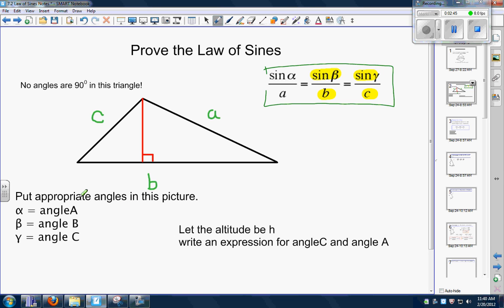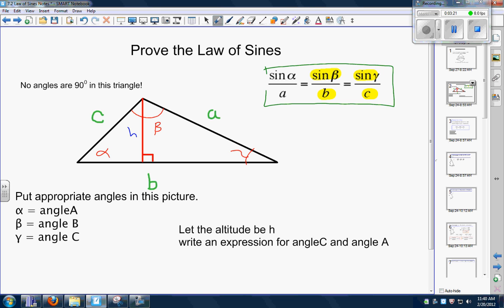So the first thing we want to do is put the appropriate things in here. You've got to know angle A is going to be across from side A because angles determine sides. Okay, beta is going to be this whole thing right here. And then lambda is going to be across from C. Okay, and here's what you want to do. Let the altitude be h. So this guy we drop down that's perpendicular, we're going to call that h. Write an expression for angle C and angle A.